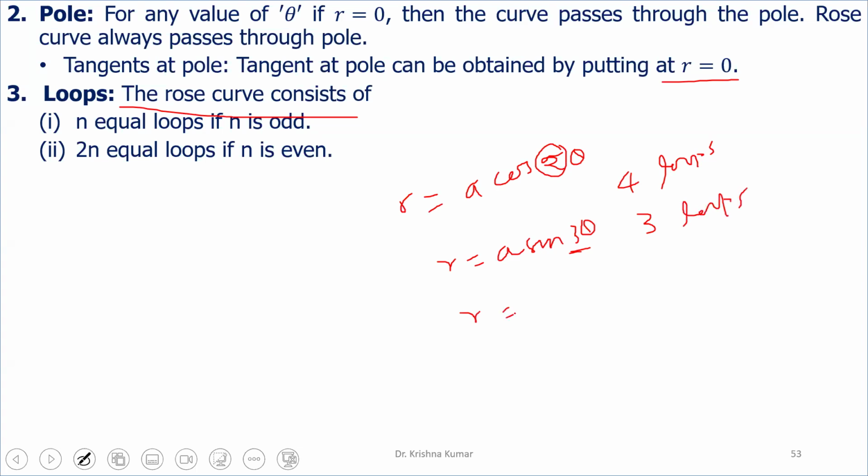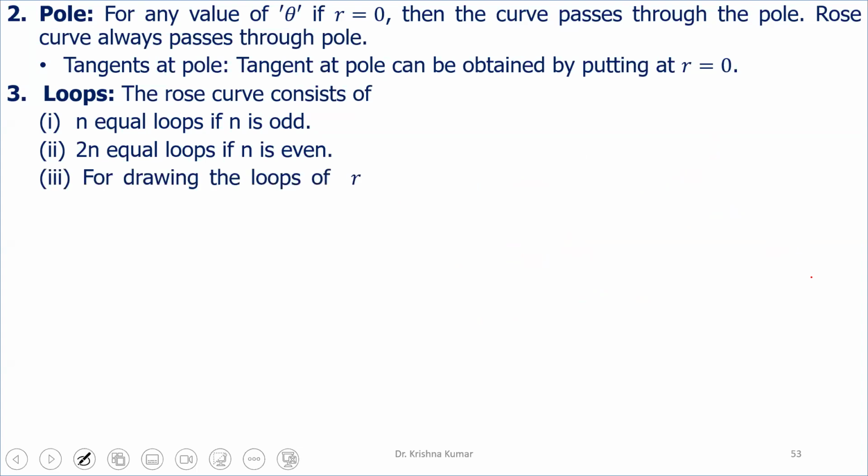And if we have r equal to a sin 4 theta, here again 4 is even, so we get 2 into 4, which means 8 loops. So this is very important. While tracing the curve, we will see how we are getting the different loops.